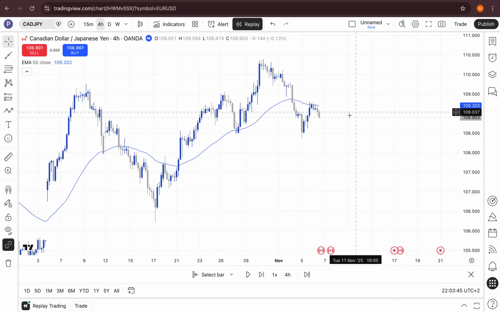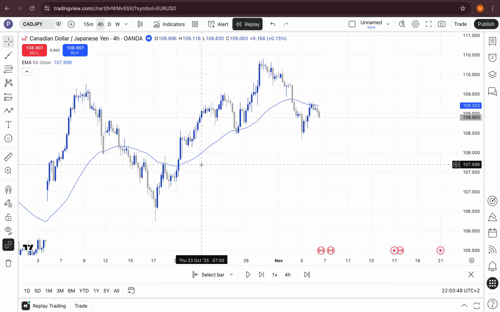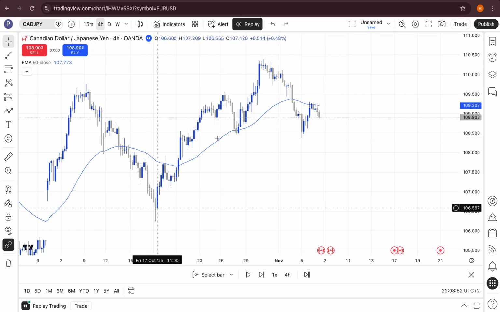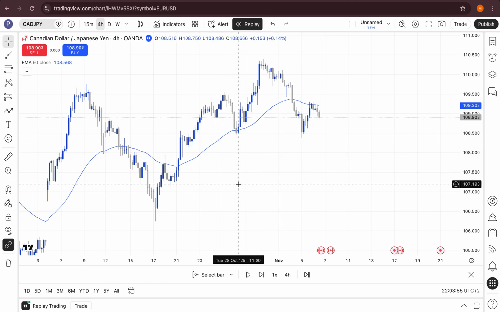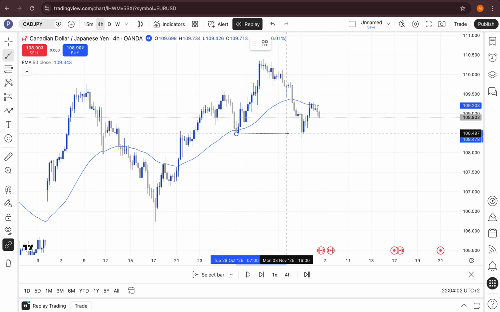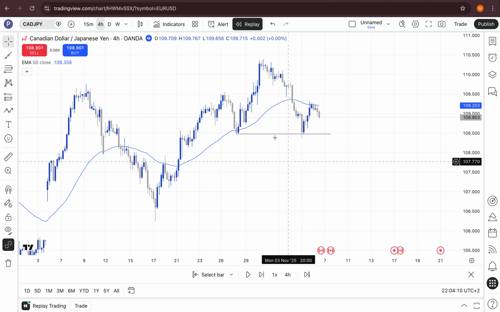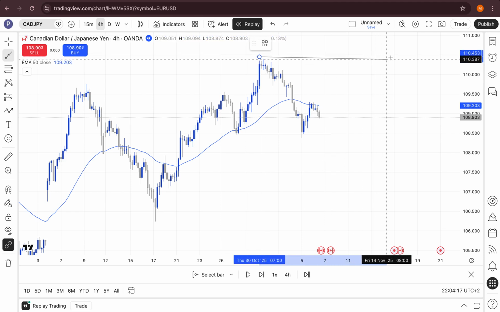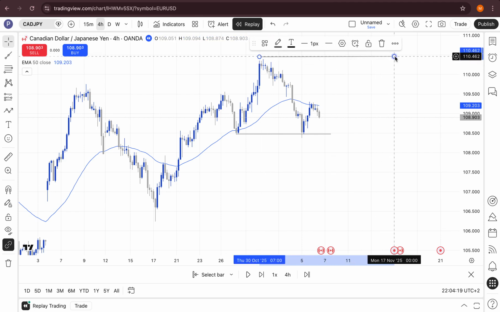So here we have our 4-hour time frame, on CAD JPY. We can see that this market is in a nice uptrend. This was our previous strong low, which has been broken by the market. Our target area is way above, right here, our most recent high.